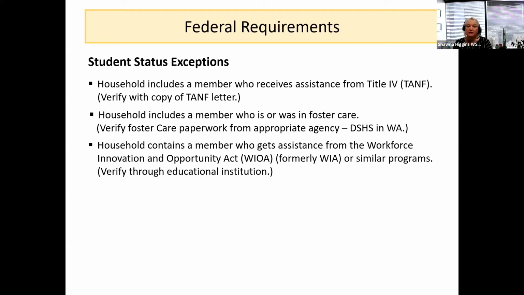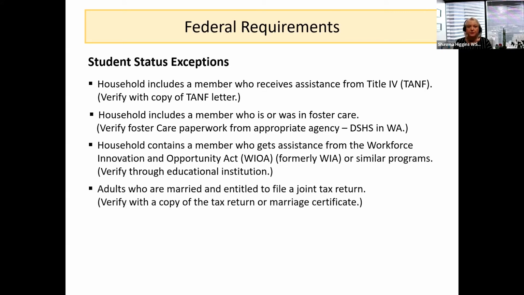A household contains a member who gets assistance from the Workforce Innovation and Opportunity Act, the WIOA, formerly WIA, or similar programs. You're going to want to verify that through the educational institution. They'll let you know. And then adults who are married and entitled to file a joint tax return. That doesn't mean that they filed one. It means that they can. So you can verify it with a copy of the tax return if they filed together, or the marriage certificate.